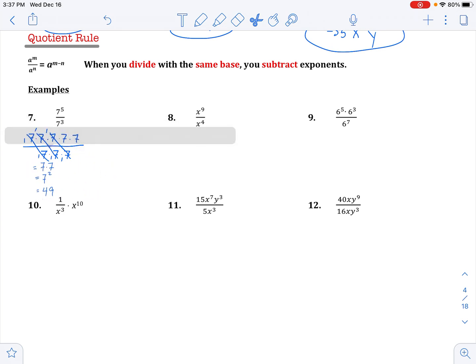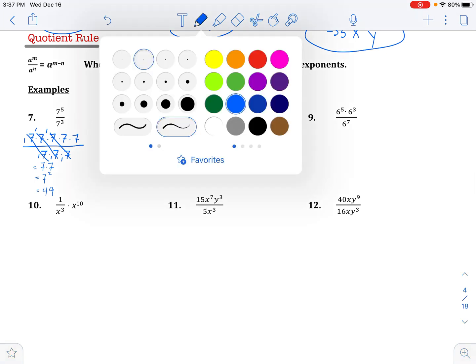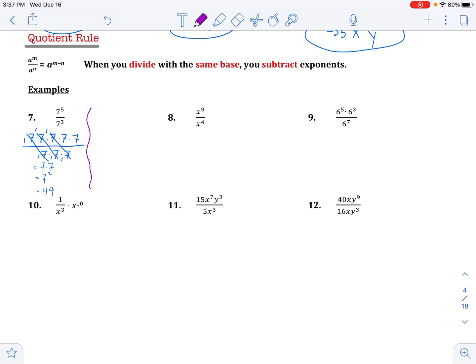I'm going to move this so I can come back and do it using the rule here in a second. If I look at this problem using the rule, well, the rule says that if I have a base of 7, what I'm going to do is keep the base 7, and then I'm going to subtract the exponents, subtracting the numerator minus the denominator. 5 minus 3 is 2. 7 squared is that same 49.